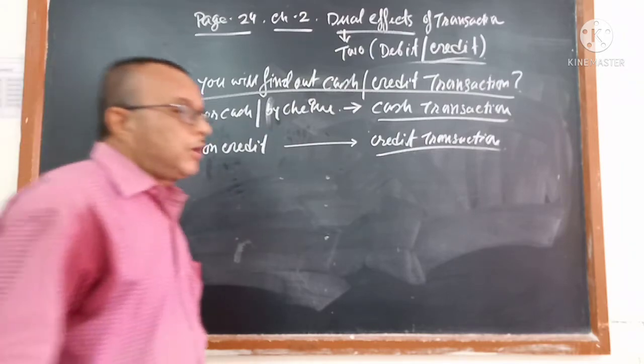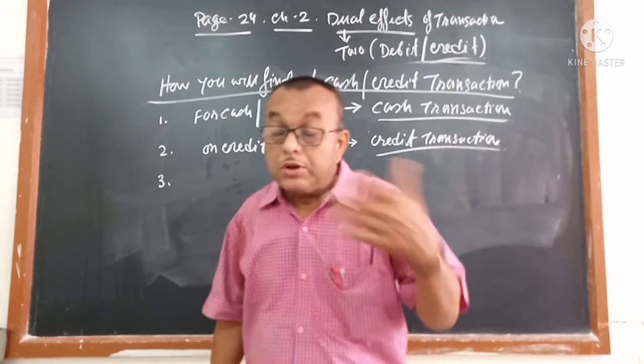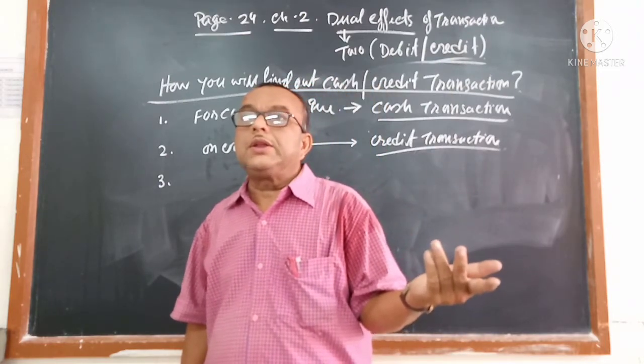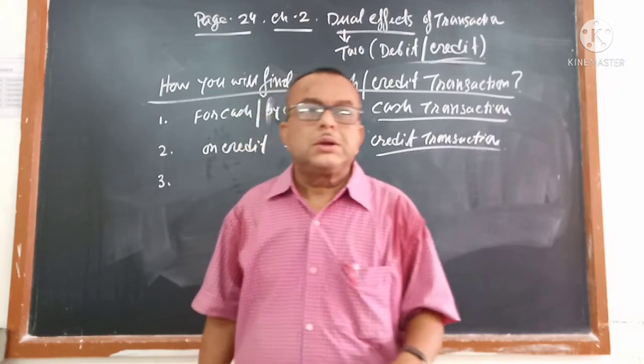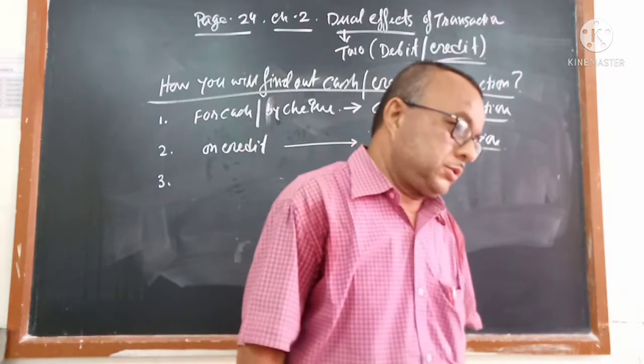Second point, you try to find out whether there is anywhere on credit given or not. That also you could not get anywhere. You did not get anywhere on credit. But you got the name of the party with whom you made the transactions.